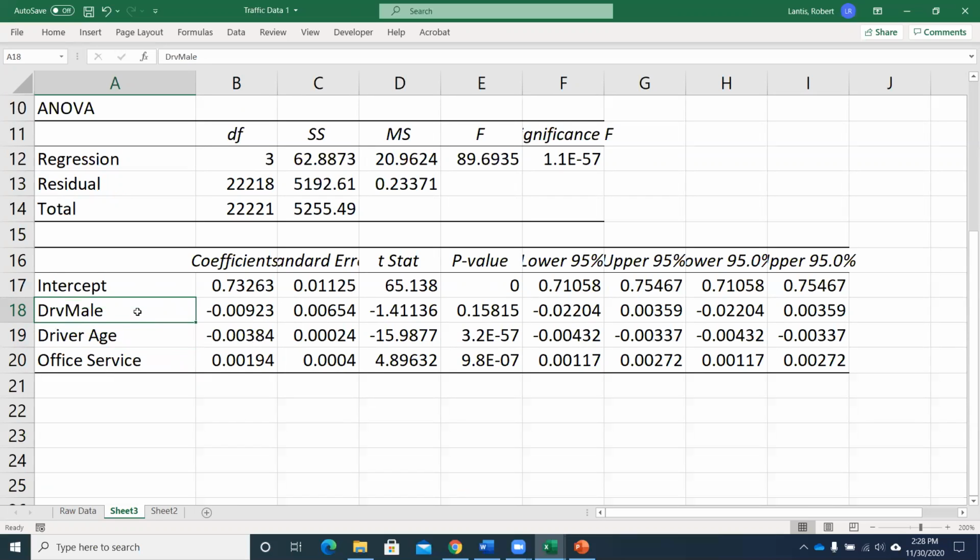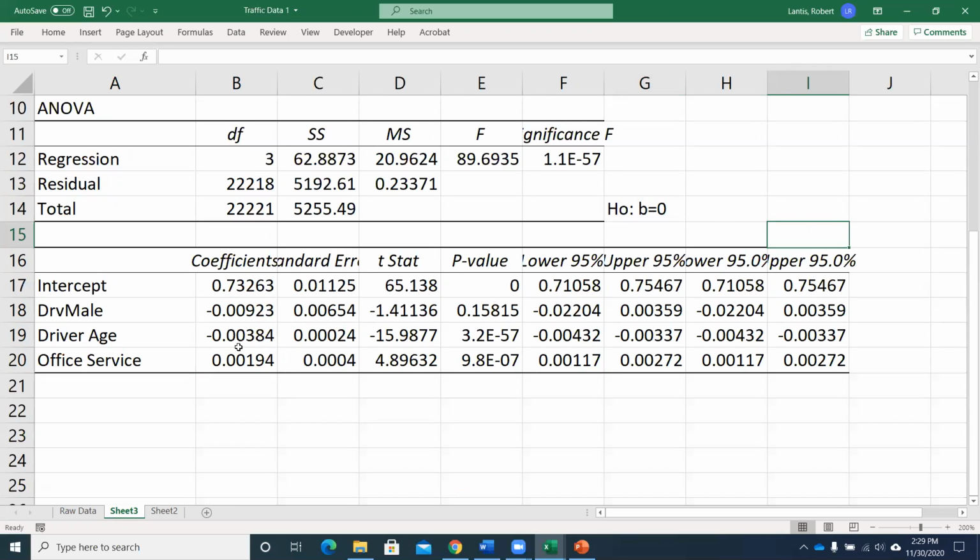Now this driver male variable, remember that was a 1 if the driver was male, 0 if not. So a 1 unit change in our X variable now is if the driver goes from being female to male. A male relative to a female, if they get pulled over for speeding, is about 0.009, or 0.9%, less likely to get a ticket. Now, that's the interpretation of our coefficients. But remember, we always start out assuming that the null hypothesis is that the slopes are equal to 0.